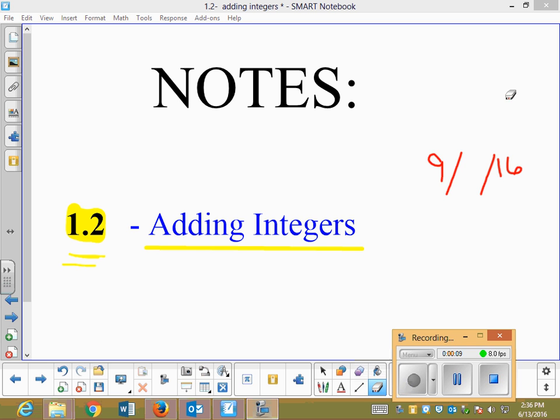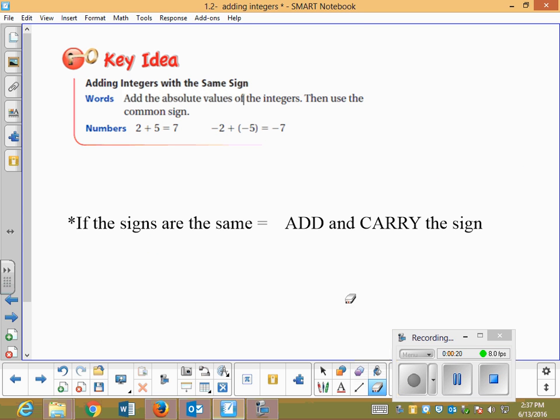Don't forget for your notes, you always should have a date for your note, a lesson number. Today is going to be 1.2. Highlight it, and then the title of our lesson today, which is adding integers. All right, let's go ahead and begin with some vocabulary.